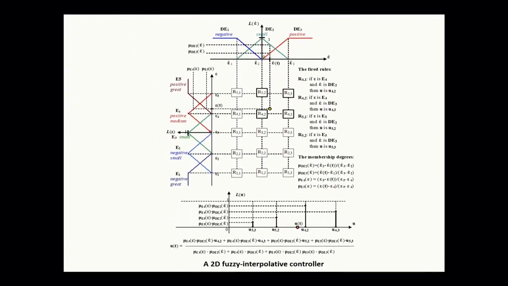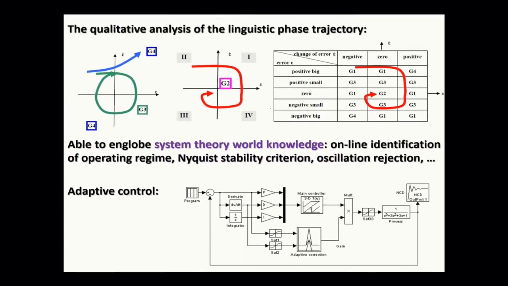So you have here a 2D, in fact it's a PD controller used like this, and you can see how we can apply the trajectory analysis of the phase trajectory. We can identify, for instance, the operating regimes of a system. With green it's oscillating, with blue it's instability, and reach a certain rule. Some of them are a signature for a certain operating regime. And we have some structures for adaptive control like this. It's very simple.